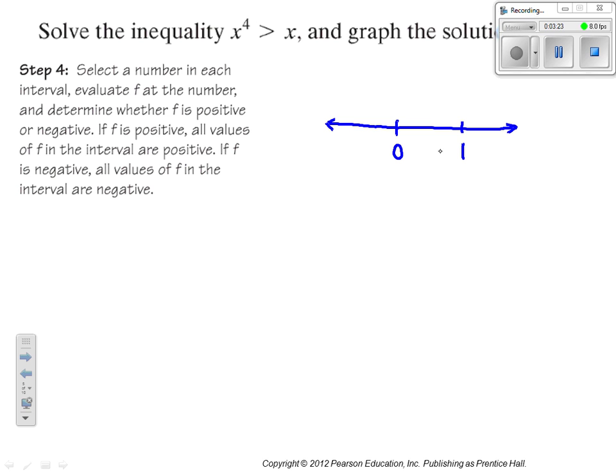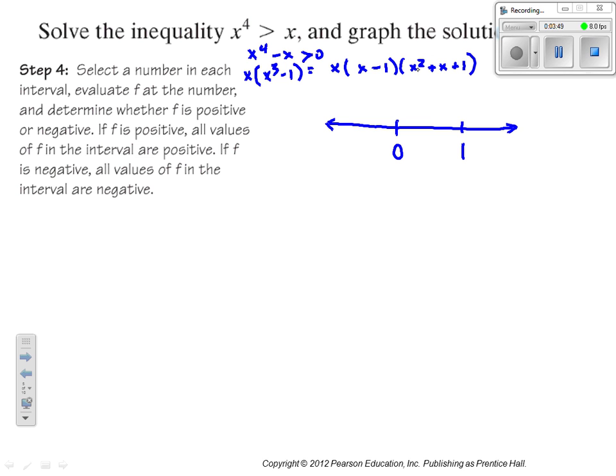Okay. Now what we want to do, remember this x to the fourth, we subtracted the x from both sides so that we could compare to 0, and then we factored this. So we had x times x cubed minus 1, and that was factored into x times x minus 1 times x squared plus x plus 1.